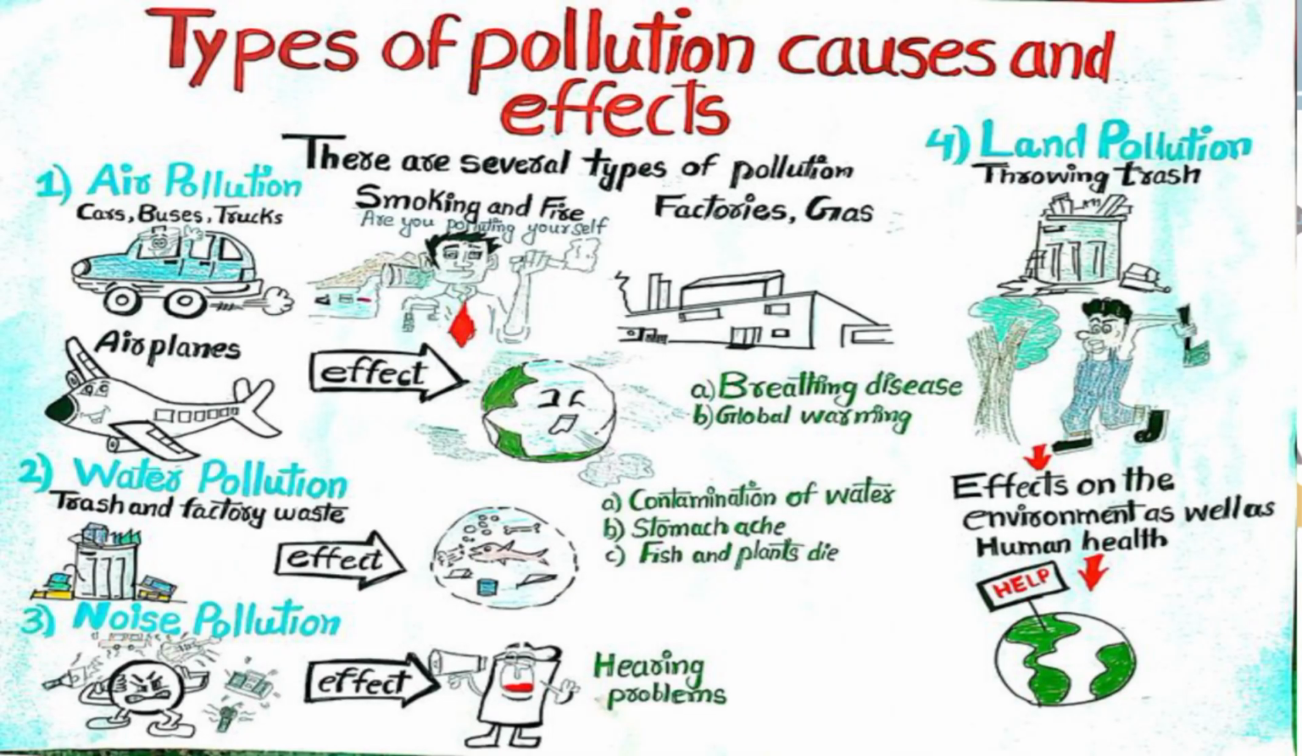Last but not the least, we are having a topic, types of pollution, causes, and their effect. Now, we are having different types of pollutions like air pollution, water pollution, noise pollution, and land pollution. As you can see in the picture, air pollution is caused by cars, buses, trucks, aeroplanes, smoking, and fire. These all are the causes of air pollution.